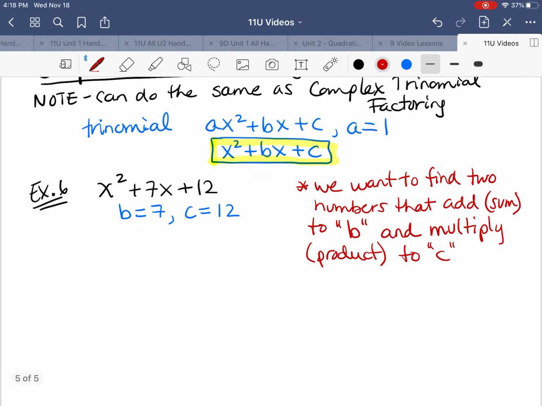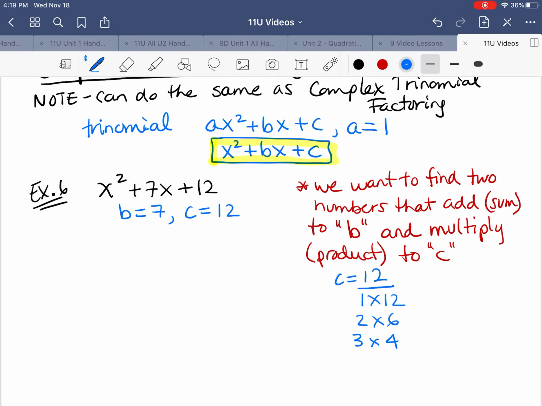So what I do is I take my c value. So c is equal to 12. And underneath 12, I then write all of the pairs of numbers that multiply together to give me 12. So 1 times 12 gives me 12, 2 times 6 gives me 12, and 3 times 4 gives me 12. Right? Because we're looking for two numbers.